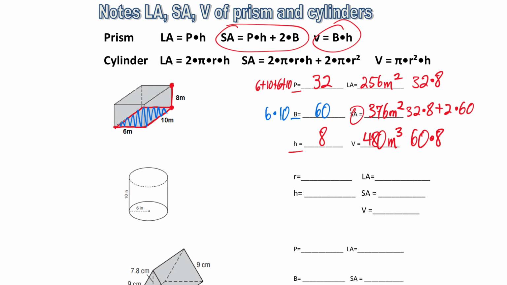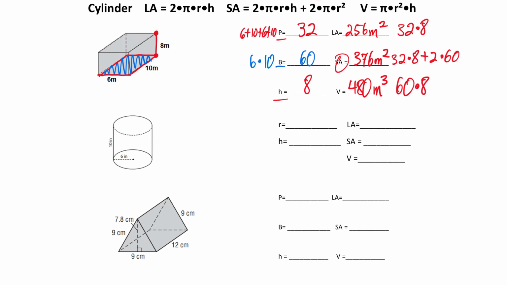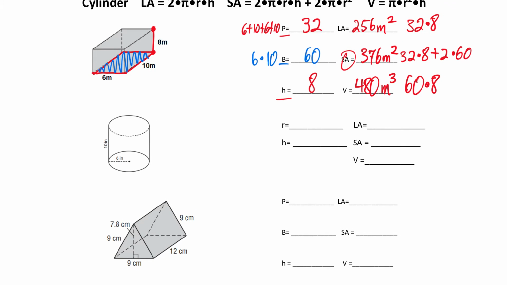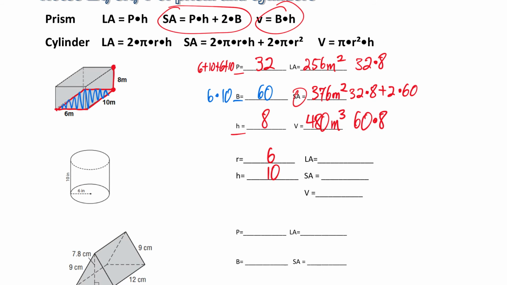Okay, on your paper, I realized after I already made the copies that I forgot to put a cylinder on there. So yours is kind of down there in a little box by itself. But the cylinders are really easy, but I did want to do this real quick. So for this cylinder, what's the radius? It's 6, the height, 10. For lateral surface area, it's 2 pi RH.